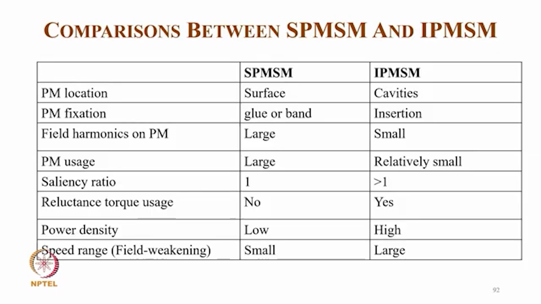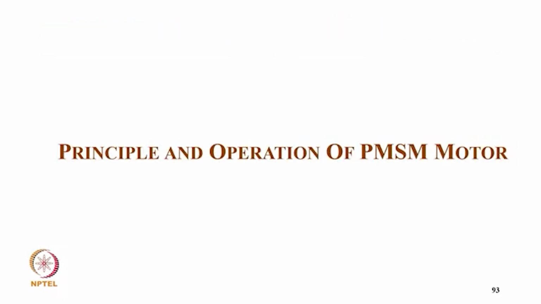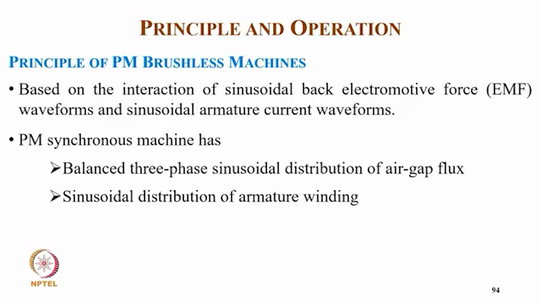And power density, of course, is high in case of interior buried magnet, and speed range for field weakening is large, of course, for interior magnet. So because of this, most applications for high speed, we typically prefer interior buried or interior magnet synchronous motor. Now coming to principle and operation of magnet synchronous motor. Based on the interaction of sinusoidal back EMF waveform and sinusoidal armature current waveform, the magnet synchronous machine has balanced three-phase sinusoidal distribution of air gap flux and sinusoidal distribution of armature winding.